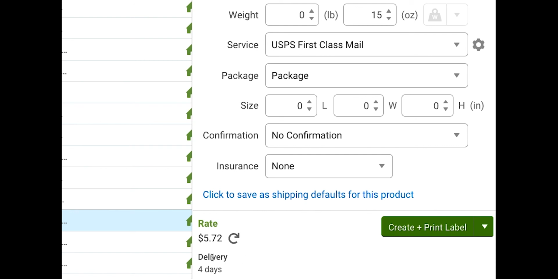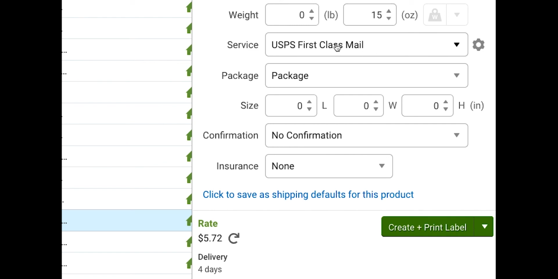And delivery time is 4 days. Now this rate varies depending on where you are in the country and where you're shipping to. And this is for domestic mail only. So if you're just shipping down the road, this rate might only be like $4 even at 15 ounces. Depends on the zones that you're shipping within the country.